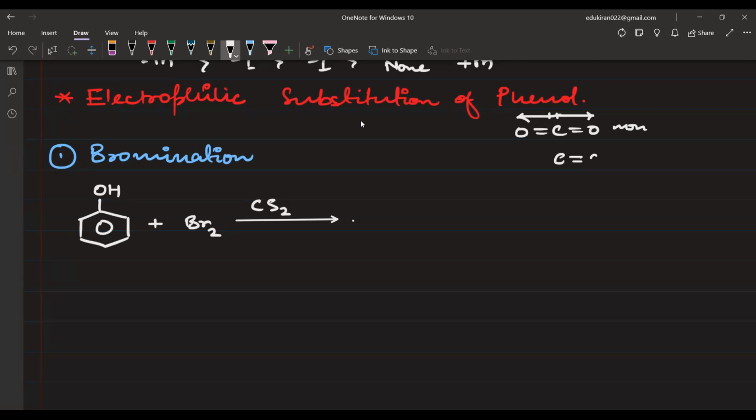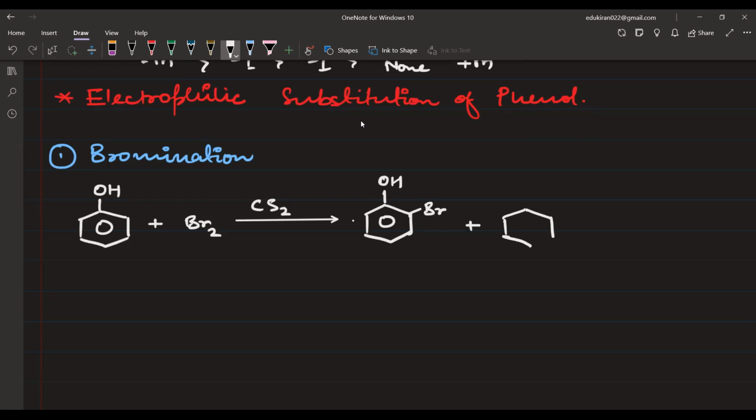Similarly, we'll have carbon double bond sulfur, carbon double bond sulfur. Here also you'll have this type of dipole moment vectors, and this is also non-polar. In the presence of non-polar solvent, it gives us two different products. It will give me ortho-substituted bromophenol, plus it will give me para-substituted bromophenol.